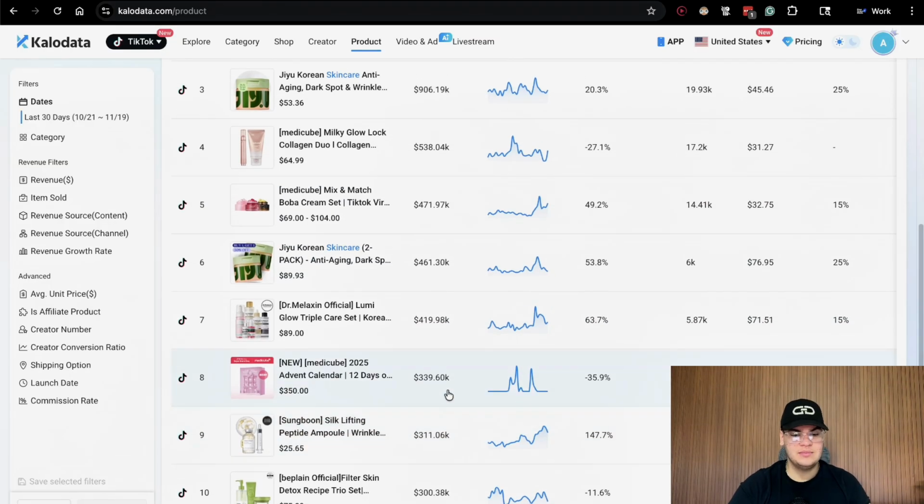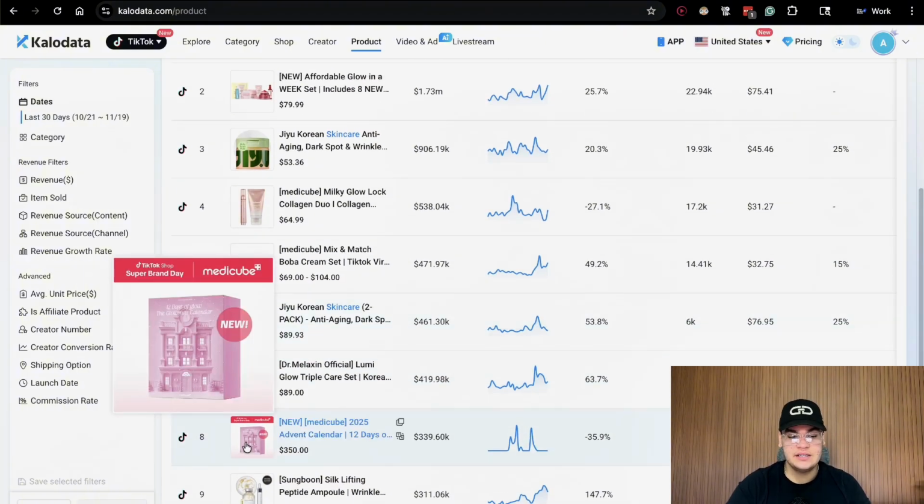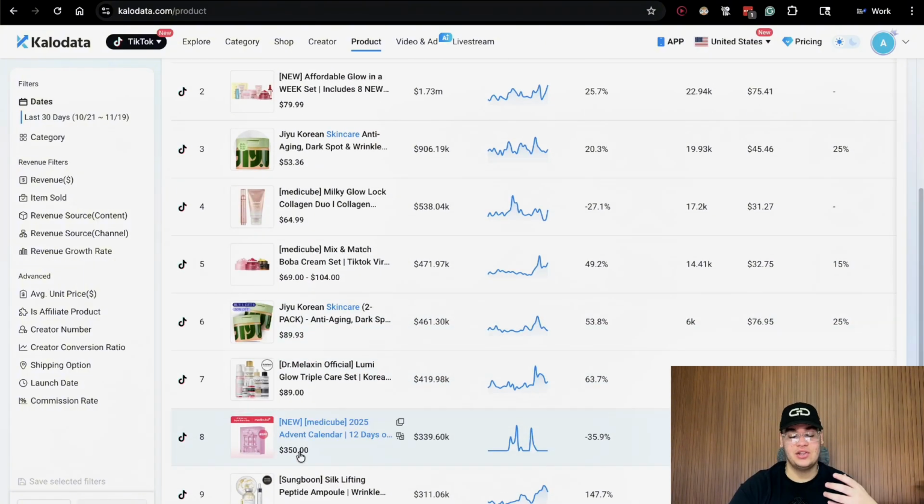Okay, so before there used to be 6, now how much is there? 4. But they're really killing it. Look at this advent calendar right here. It's selling at $350 and they're generating $339.